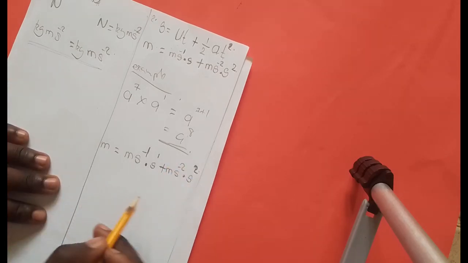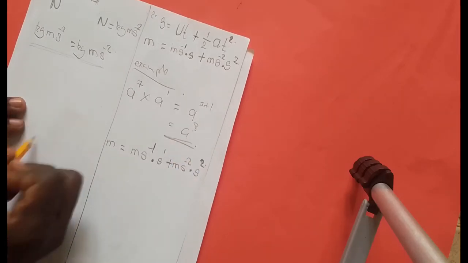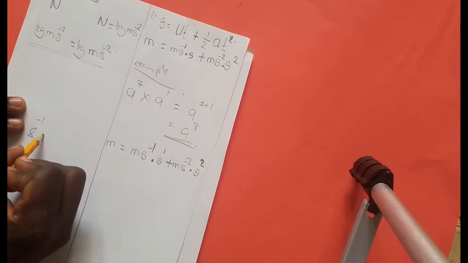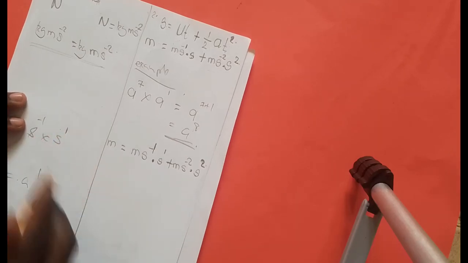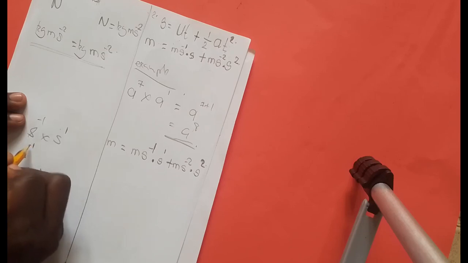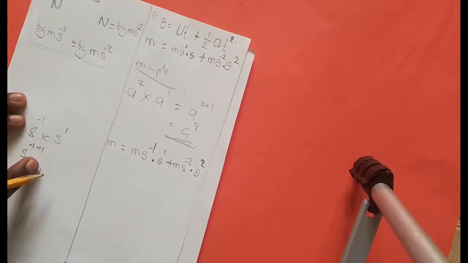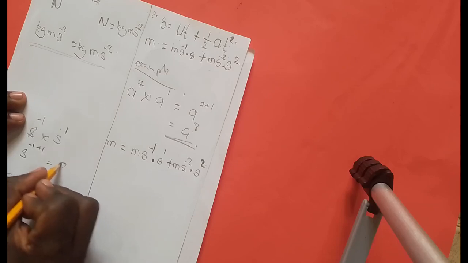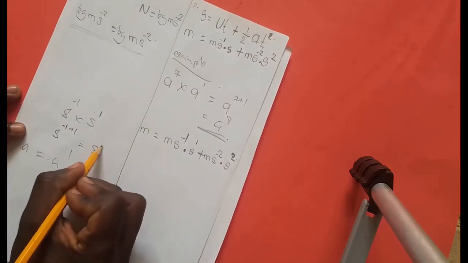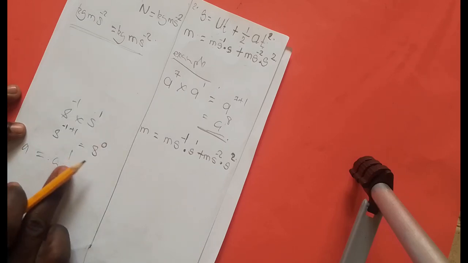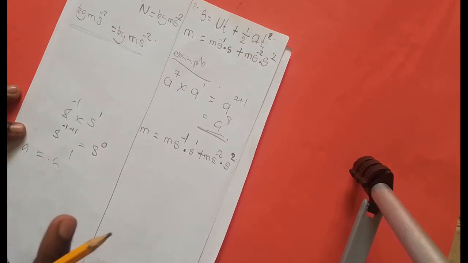In this case, the laws of indices say that this is s to the power negative 1 times s to the power 1. We add the powers, so s to the power negative 1 plus 1. This leads to s to the power 0. What is s to the power 0? Anything raised to the power 0 is 1.